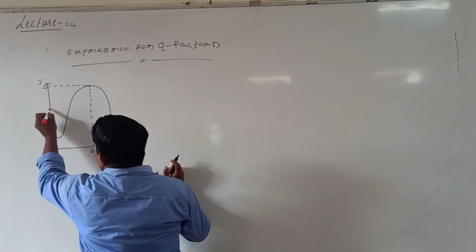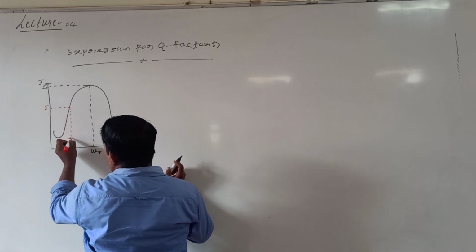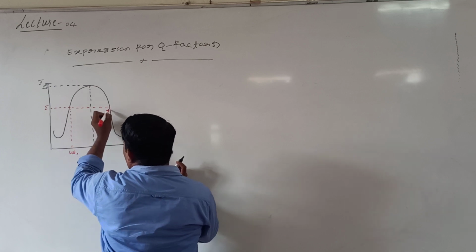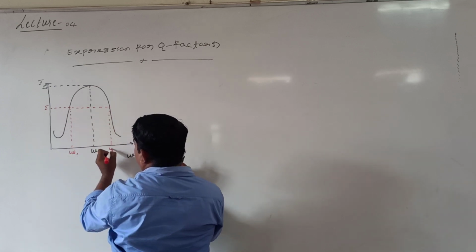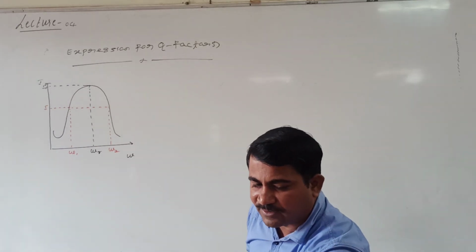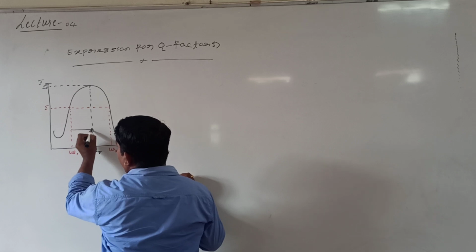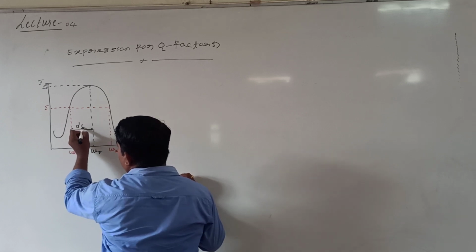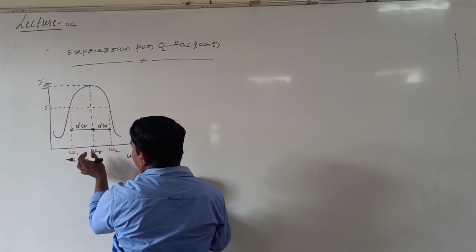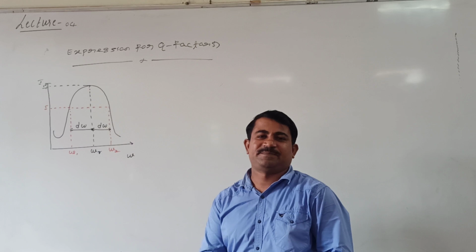Say this value is I. At this I, what frequencies are available? At I, omega 1 is available, and at I, omega 2 is available. Two different frequencies are available. Are you following me? Then, what about in between omega 1 and omega r? This much difference is available, say d omega. Here also d omega is available, in between omega r and omega 2. Right?